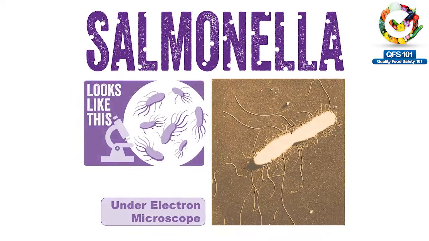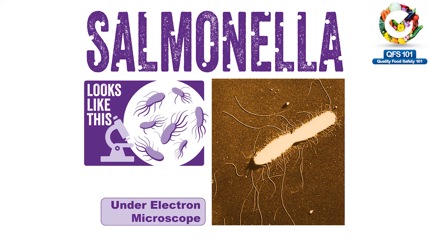Under the microscope they will look like this. As you can see, they are rod shaped bacteria having a lot of flagella for their movement, these long tentacles, and they have a lot of cilia, which are small tentacles there for adherence or sticking to a surface. Under the electron microscope you can see a very clear image of a Salmonella.